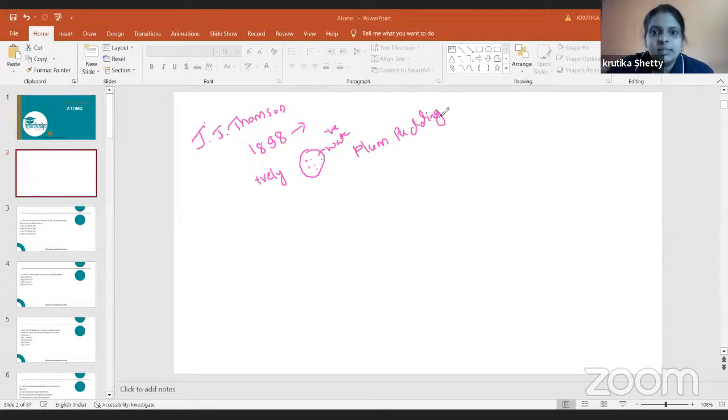So this is according to the J.J. Thomson model. We will just discuss how many models there are, and the other main points we will discuss as we go. The J.J. Thomson model says the positively charged particles are distributed throughout the atom and the negatively charged particles are embedded into that.